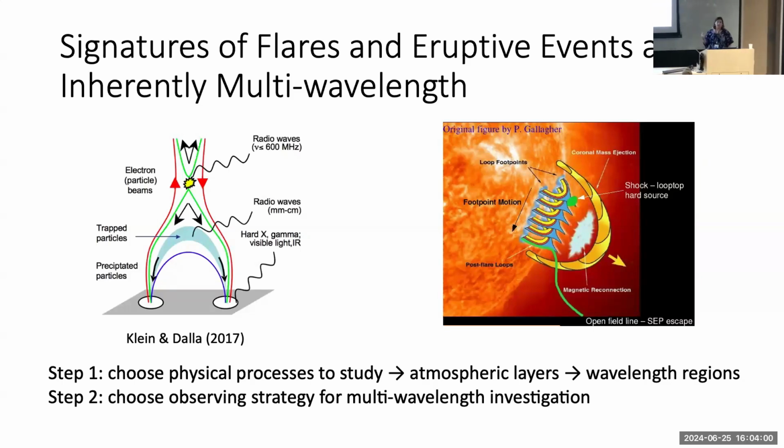And so there's really only two parts to this talk. The first one is a very brief run through of some of the different physical processes, atmospheric layers, wavelength regions. This is going to be sort of an educational smorgasbord of things that you can learn, not necessarily from a multi-wavelength perspective, but taking each wavelength by itself. And then in the second part, I'm going to talk about different kinds of observing strategies that you could use for multi-wavelength investigations.